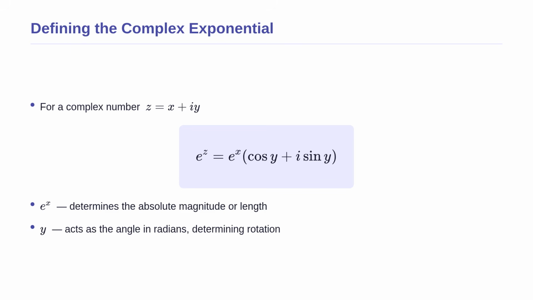To see how this steering and accelerating works mathematically, we define the complex exponential function. We start by splitting the complex number into its real and imaginary parts. Using the standard rules of exponents, we separate the real exponential from the imaginary one. Euler's formula then converts the imaginary exponential into sine and cosine. In this final equation, the real part x dictates the absolute magnitude or length of the resulting complex number. As x increases, the arrow gets longer. The imaginary part y acts as the angle, measured in radians. As y changes, the arrow rotates around the origin.